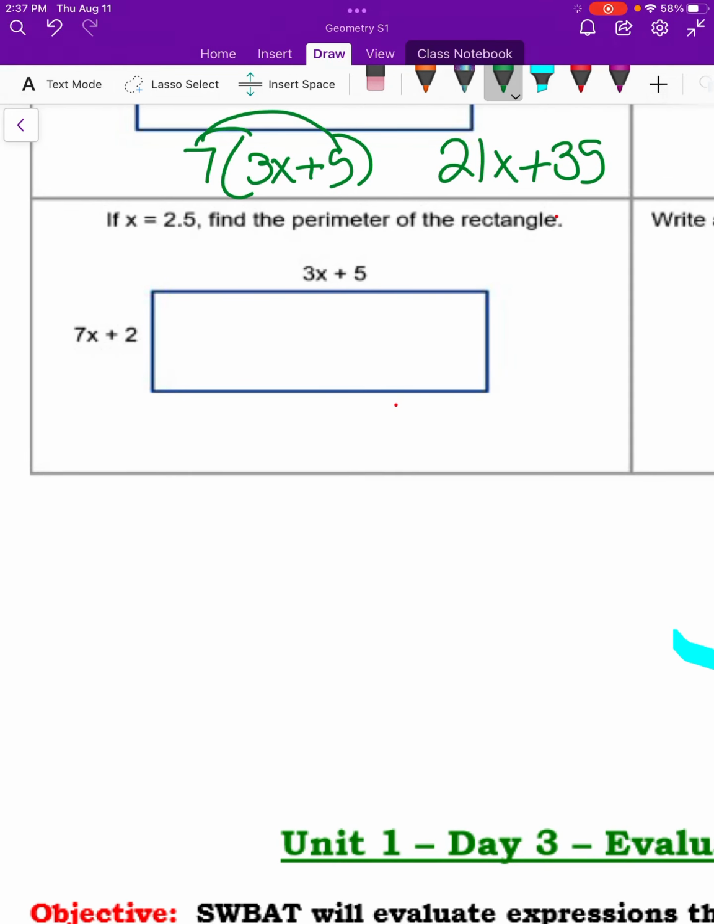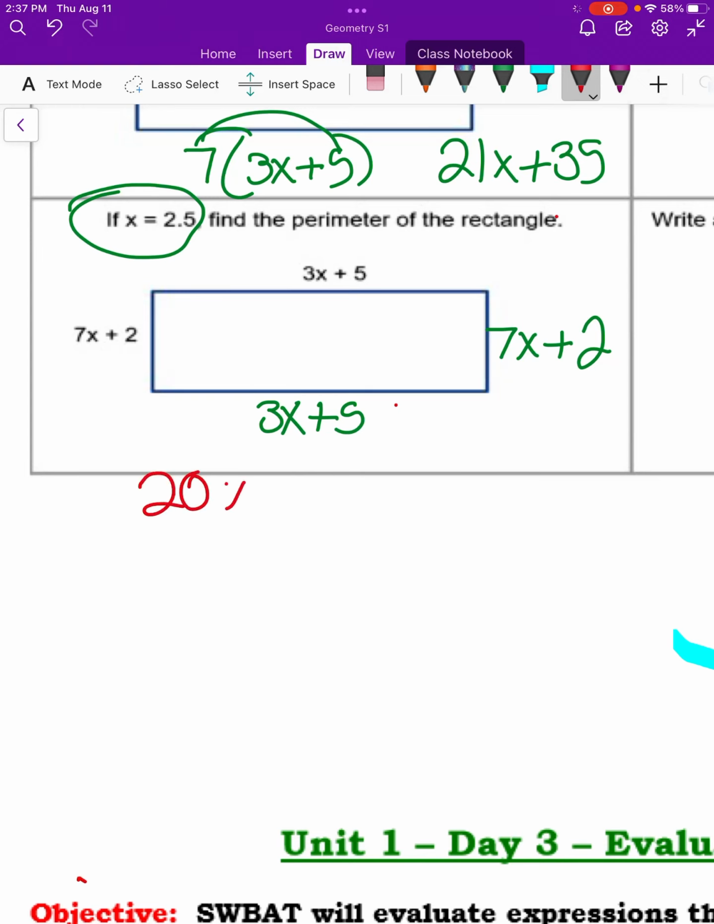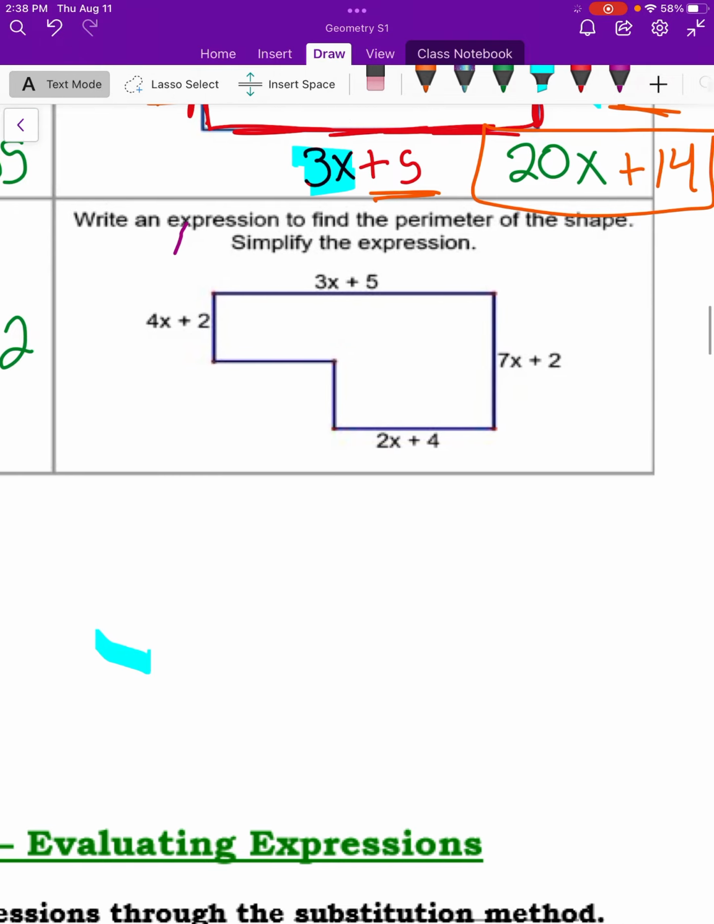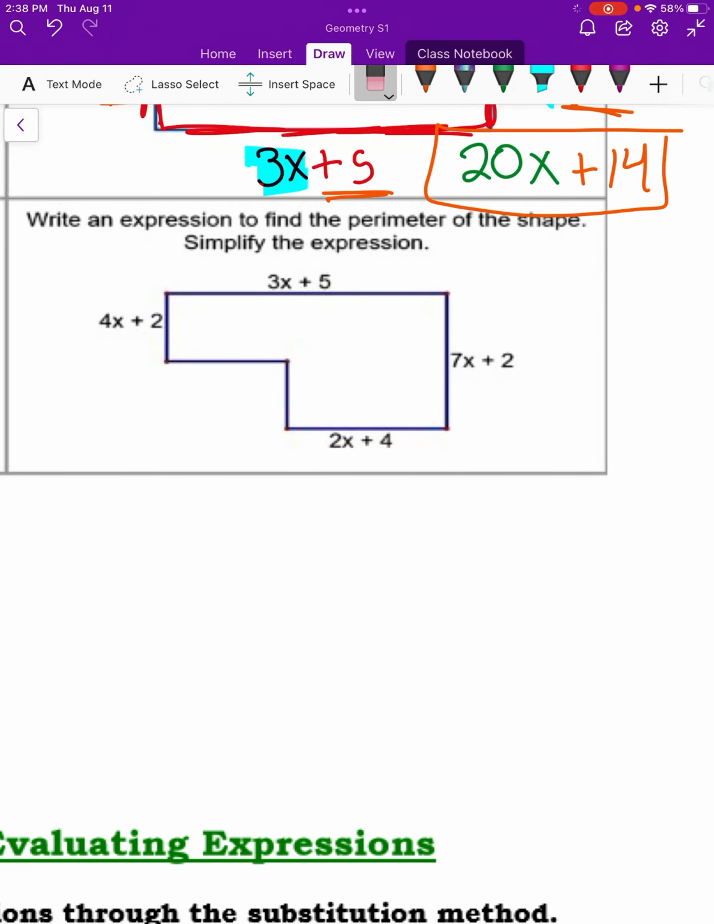All right. So if x equals 2.5, find the perimeter of the rectangle. Okay, so now we're going to be plugging in information. Okay, so this was just the problem before. Now I'm going to plug in information. And now I'm going to input the 2.5 in for x. Okay, so 20 times 2.5, which is 50, plus 14, which is 64. So that was an answer because they wanted you to input a number. Okay, it's just like inputting in money, okay, in order to get gas at the gas station. Input, output, okay?